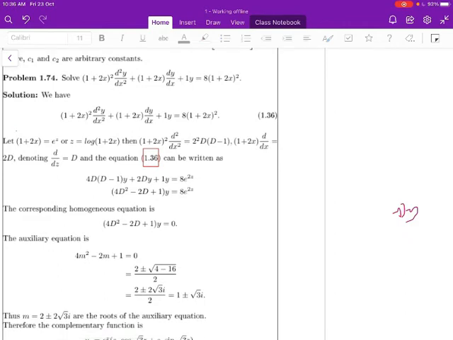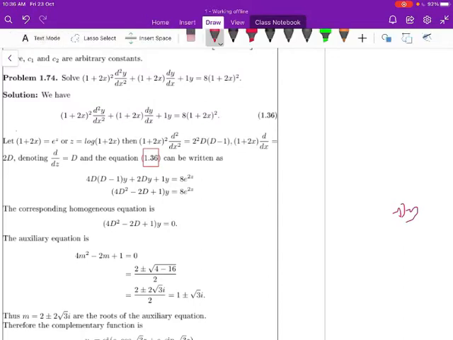You know Cauchy equation and Legendre equation. Let me write Cauchy equation. For simplicity, if I take a second order differential equation, for example, x square d square y by dx square plus x dy by dx plus y is equal to sin of log x, whatever the RHS is here.